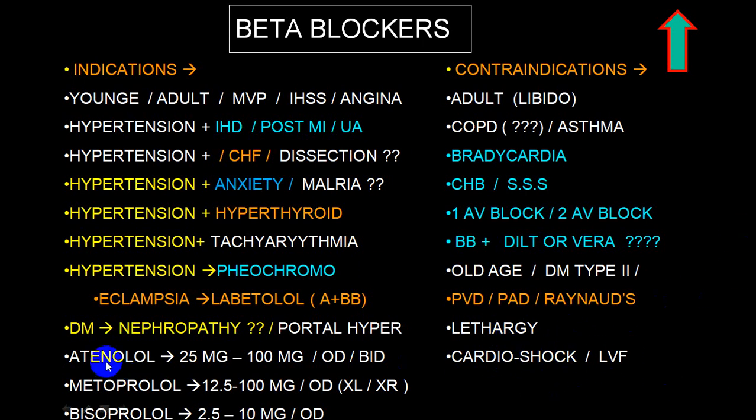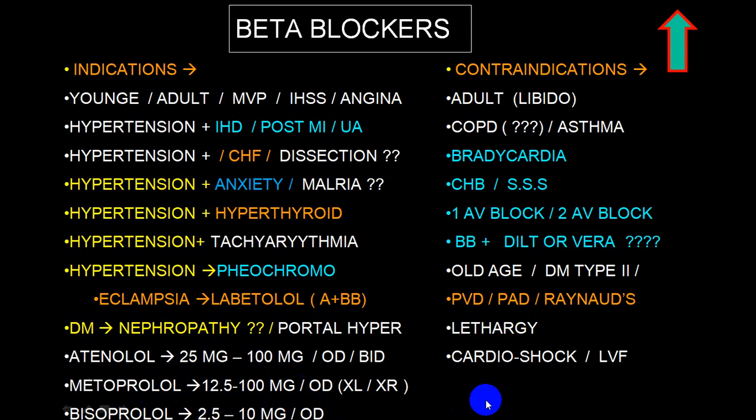So these are there. Atenolol is very powerful. You have to give 25 milligram to a maximum of 100 milligram. It is long acting, so you can give OD or BID doses. Metoprolol is available in a sustained release or extended release preparation. So you can utilize from 12.5 milligram to 100 milligram depending upon the indications. Now this is the drug which is most commonly utilized, being a beta selective blocker. Bisoprolol is very powerful. It is 2.5 milligram to a maximum of 10 milligram and it is a long acting drug, so it is an OD dose. So these are the 3 common drugs.